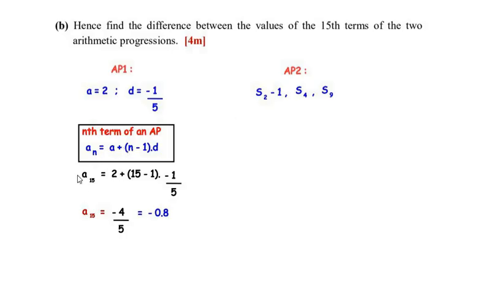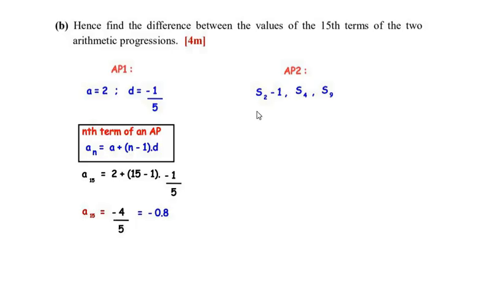Now here, since we need to find out the 15th term, n is going to be 15. So here we have written a15 is equal to a is 2. So 2 plus n minus 1 becomes 15 minus 1 times the common difference we had got, which is negative 1 over 5. Now simplifying this, we get the value of the 15th term of the first arithmetic progression as negative 4 over 5, or writing it as a decimal, we get negative 0.8.